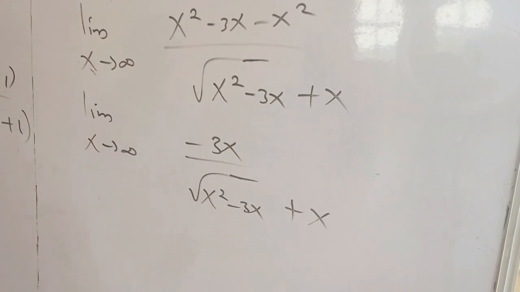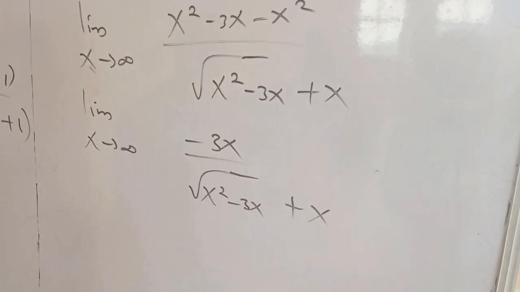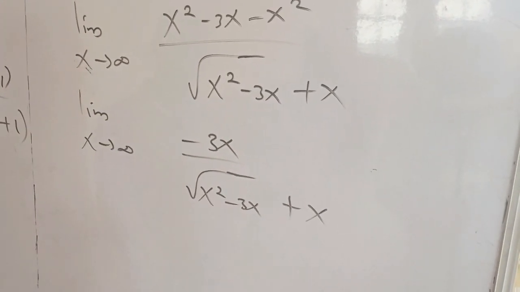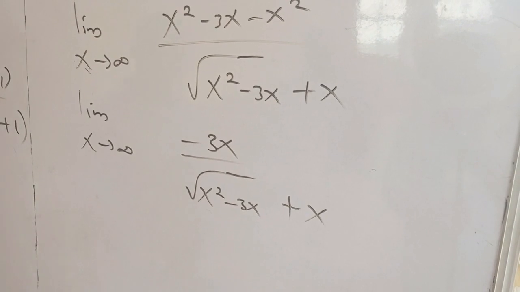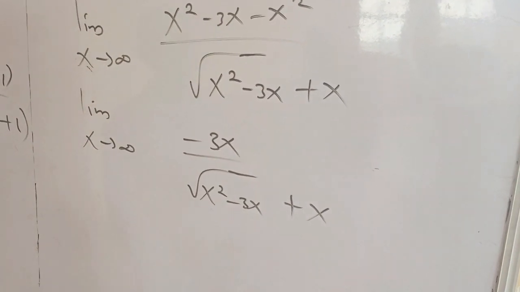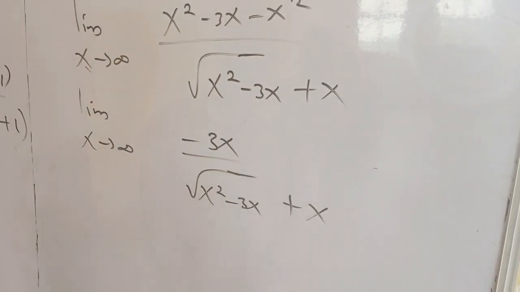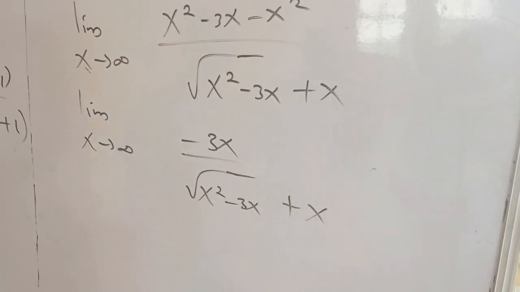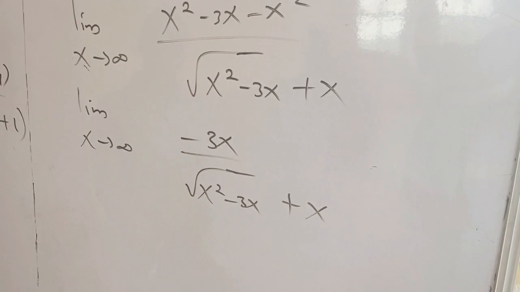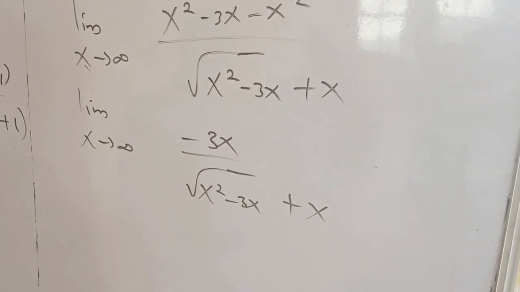Should that be what we will have, or is there a mistake somewhere? No, I don't think there's any mistake somewhere. So we can still rationalize the denominator. We can still rationalize the denominator, and I hope we won't go back to where we are coming from.